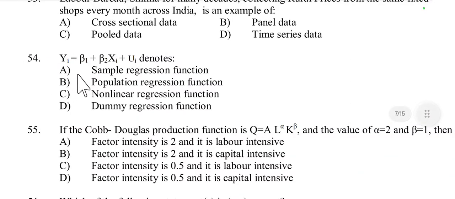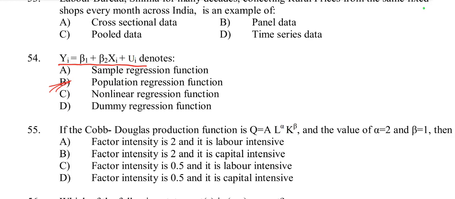Then question number 54, yi is equal to beta 1 plus beta 2 xi plus ui. Does it denote the sample regression function or the population regression function? It is called the population regression function. If we write yi hat is equal to beta 1 hat plus beta 2 hat xi, then this is called the sample one. Just simply writing the equation yi is equal to beta 1 plus beta 2 xi plus ui is called the population regression function.